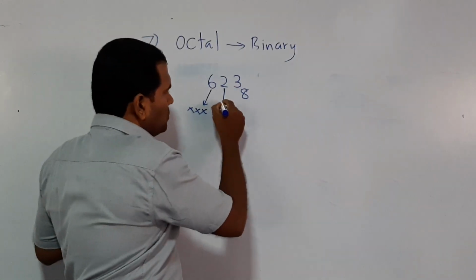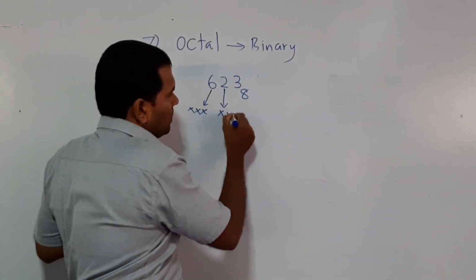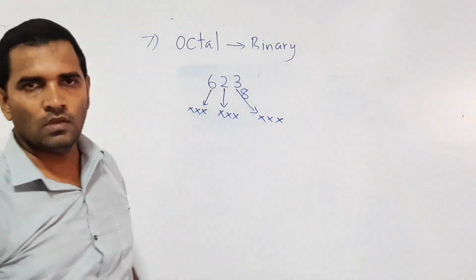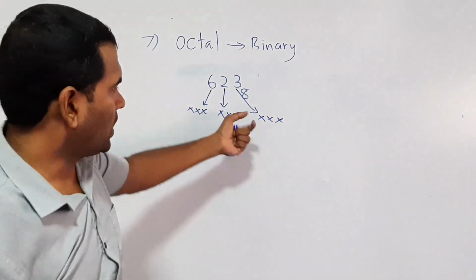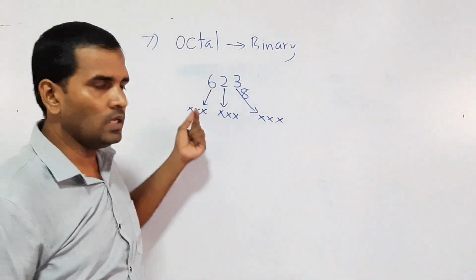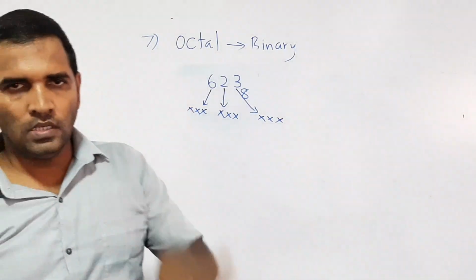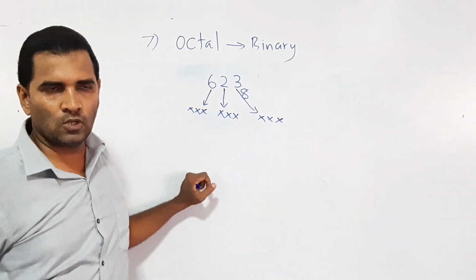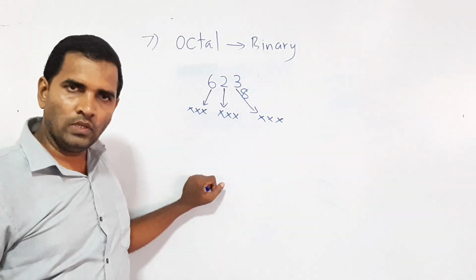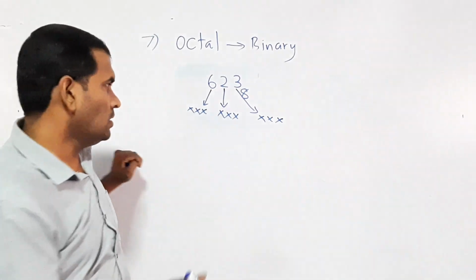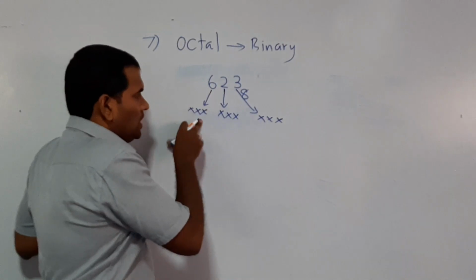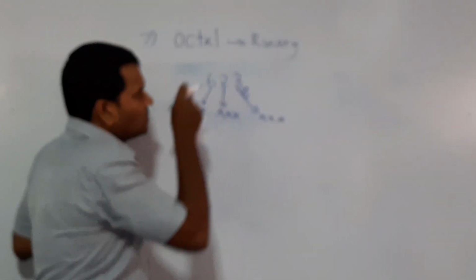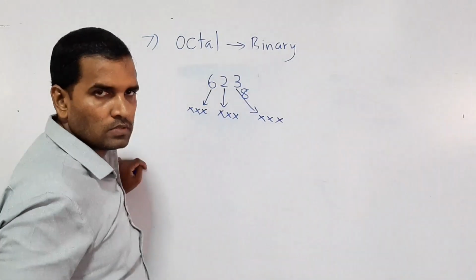So this 2 also needs 3 bits. This 3 also needs 3 bits. Right? The reason why I have written 3 bits there is that 3 bits are needed for representing one octal digit. I keep repeating this because it is very important when you are working with binary and octal, right? Now let's find the 3 binary bits for 6, for 2, and for 3.